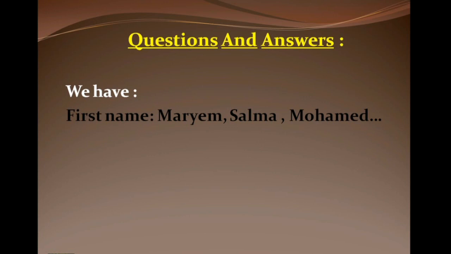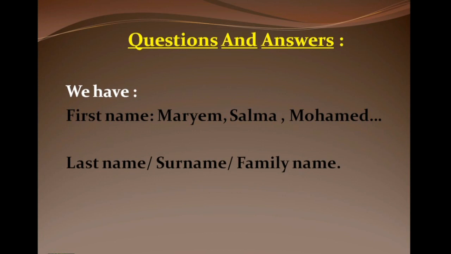In English we have first name. First name which means الاسم Maryam, Salma, Mohammed, etc. And we have last name, or we can call it surname or family name. Last name, surname, or family name. And we have also nickname, like لقب, the name your friends call you, for example Sophie or Nina etc.